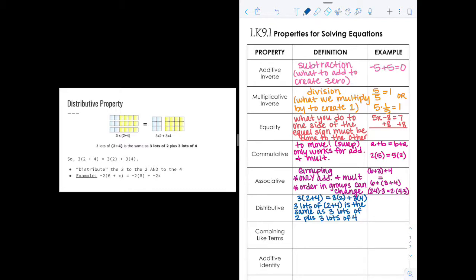So if we look at -2 times 6 plus x, this is a similar example but with a variable. This equals -2 times the 6, right? So I distributed the -2 there. And then plus -2 times the x there. So -2 times x. That is the same way to write that.